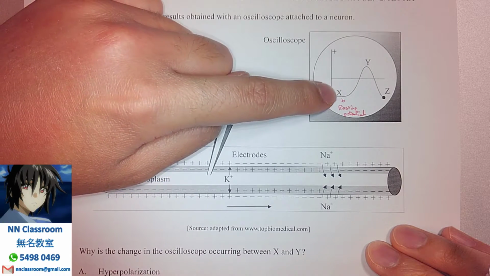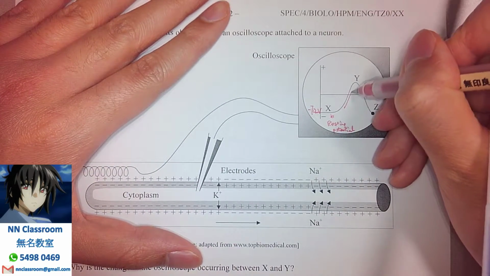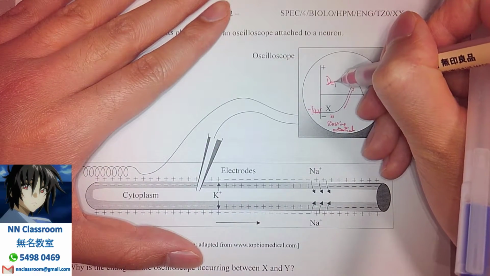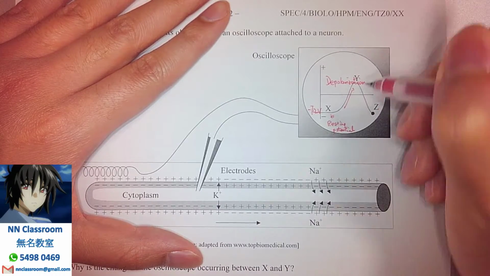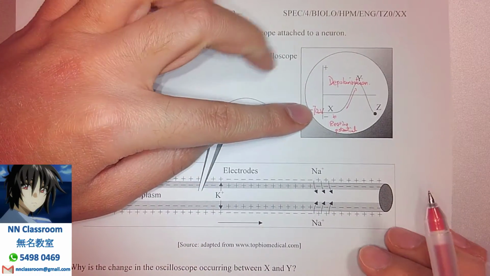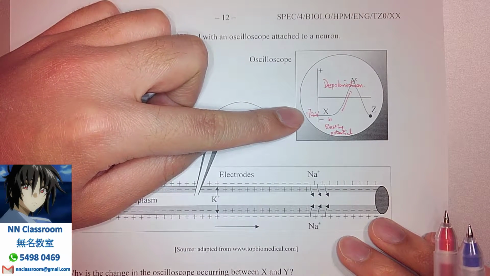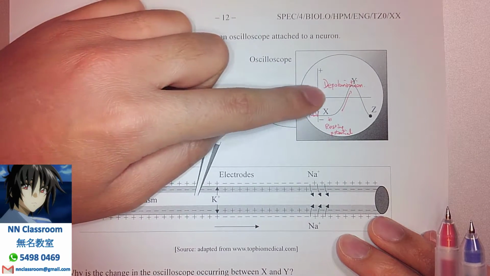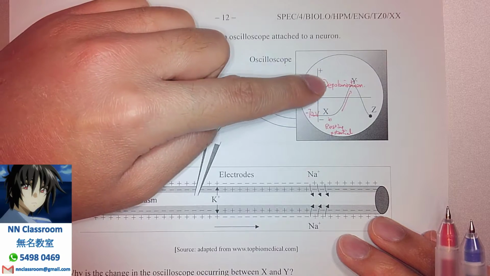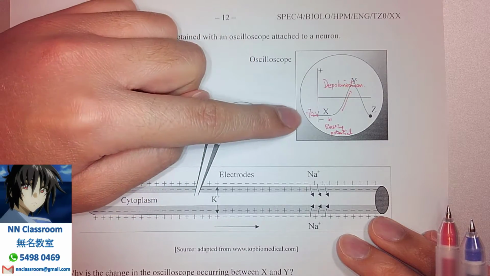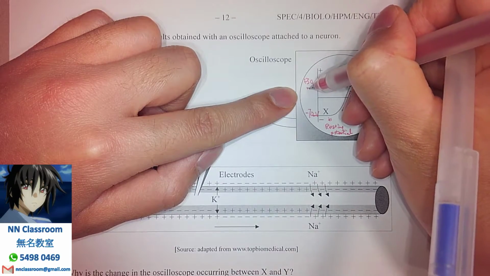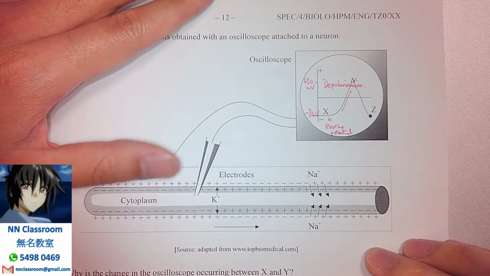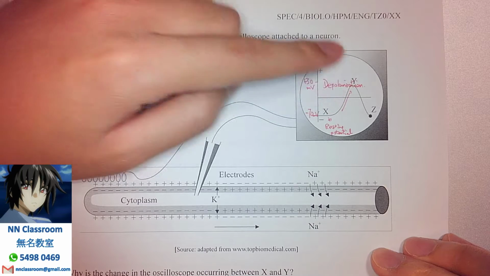And the way from X to Y is a process we call depolarization, which is a process in which the polarization of the negative 70 disappears or is removed. So that's deleting the polarization. So from negative 70 all the way, normally to the peak of positive 30 millivolt. So that is the point where we have the depolarization.